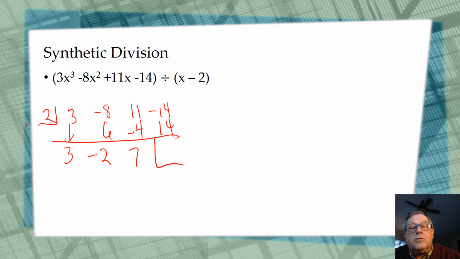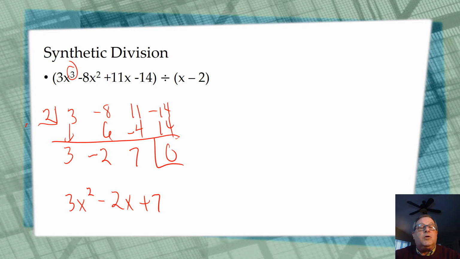I'm at the end of here. I'm going to draw my little box for whether I have a remainder or not. In this case, I do not, because negative 14 plus 14 gives me 0. I've got this depressed polynomial. I started out with a cubed here. So my answer then is going to be expressed as 3x squared minus 2x plus 7. And that is the quotient of 3x cubed minus 8x squared plus 11x minus 14 divided by x minus 2. All right, let's look at another one.